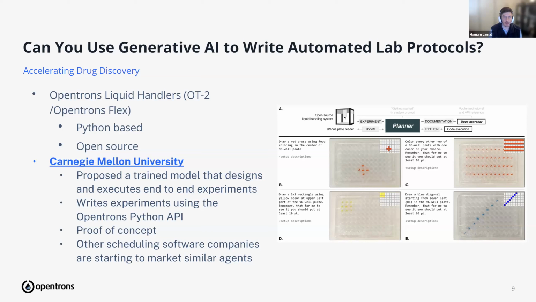The reason we get so many inquiries about this is because Opentrons is Python based and open source. This is perfect for something like generative AI, and perfect for something like machine learning. So it definitely can be done in theory, and the theory was kind of proven. Carnegie Mellon released a paper utilizing an OT-2 and trained a model that not only writes Opentrons Python API protocols, but executes end-to-end experiments: reading papers, designing the experiment, then designing it on the liquid handler, and so forth.